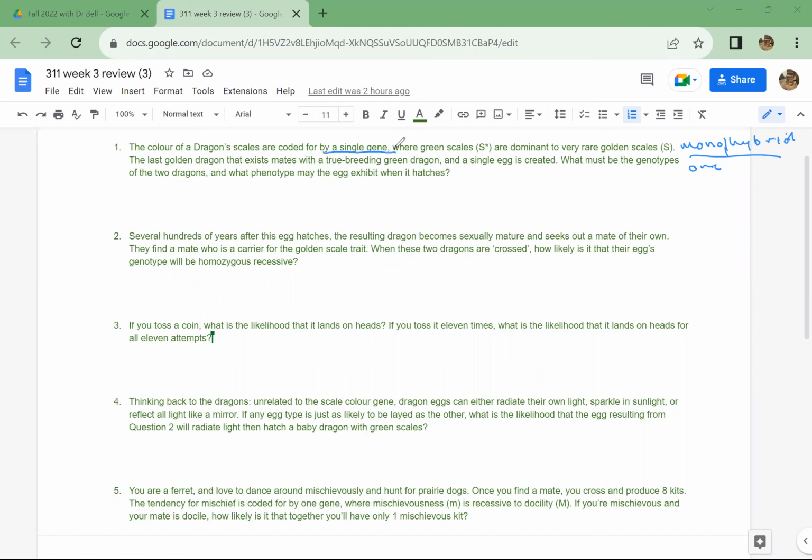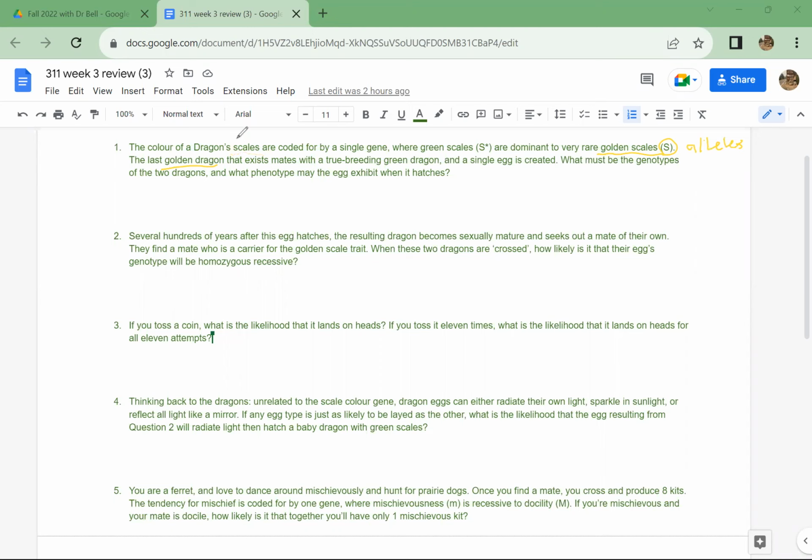So in these 2 dragons that we're looking at, we have the last golden dragon, and because they are a golden dragon, obviously that is being coded for by the golden scale variant. What is this letter that we're looking at? And why is there a difference between green scales and golden scales? That's because these are what we call, once again, alleles. Different variants of a gene, that gene being the gene that codes for the scale color in dragons. So we have these alleles.